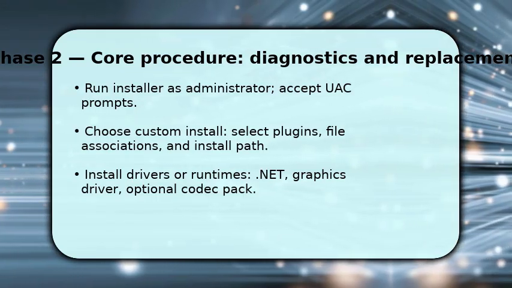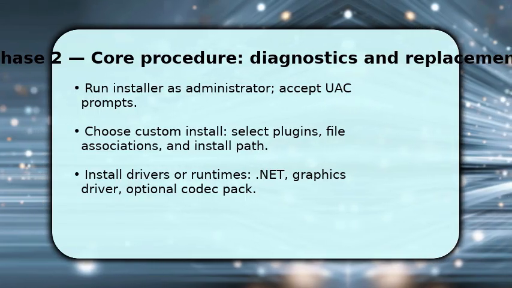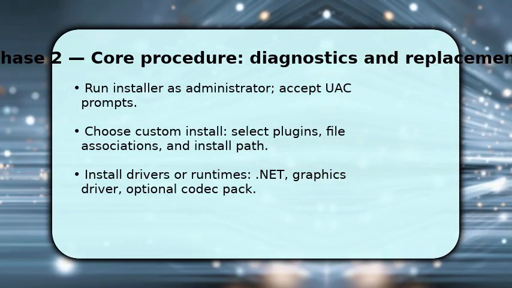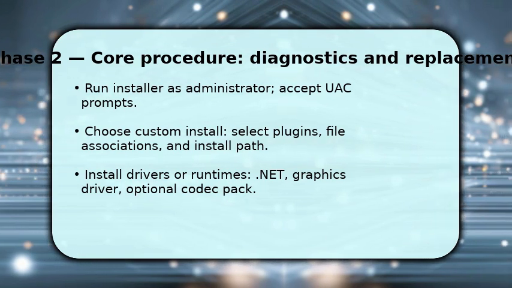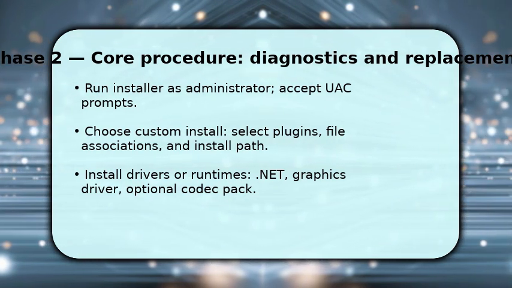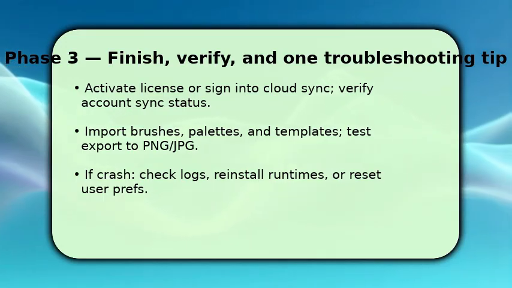After files copy, make sure required runtimes like .NET and latest graphics drivers are present. These affect performance and stability. Once done, launch Paint JR and complete initial profile and preference setup. You finish by activating the license or signing into Cloud Sync, so settings and assets persist across devices.